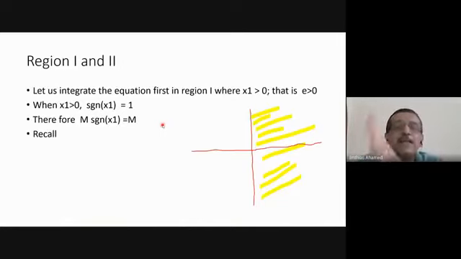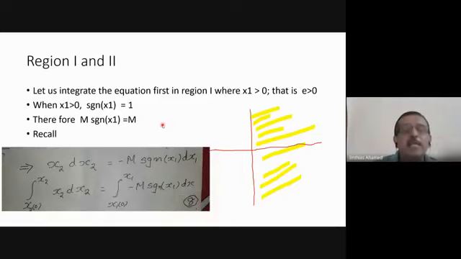We'll consider regions. We'll do this problem in two ways. First, we'll consider the right half of the phase plane, as you can see, the shaded portion. If x1 is greater than 0, what is signum of x1? Aditya, if x1 is greater than 0, what is sign of x1? 1. So m sign of x1 equals m. So the problem becomes very simple.